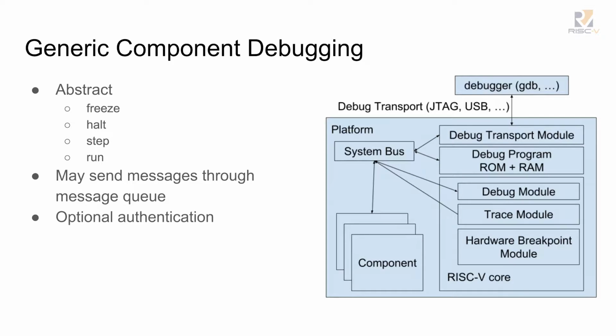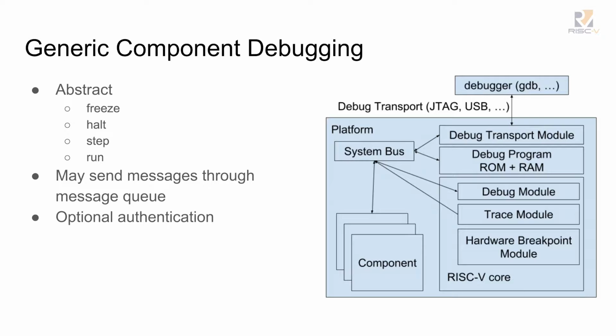So with this bus access, we can debug components generically. There are four abstract features specified there. The first is freezing a component, which you can basically think of as we just stop the clock to that component. How the component implements that is up to it, but that's basically the idea. We stop it, and then we can set the clock going again, or we run a single cycle, or halt from those states.